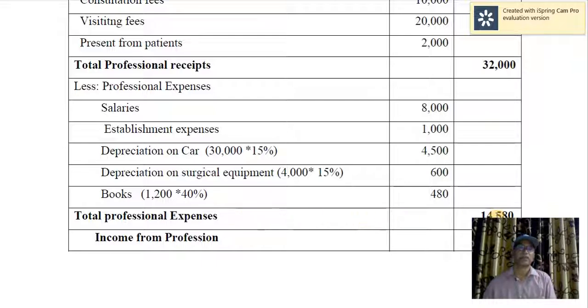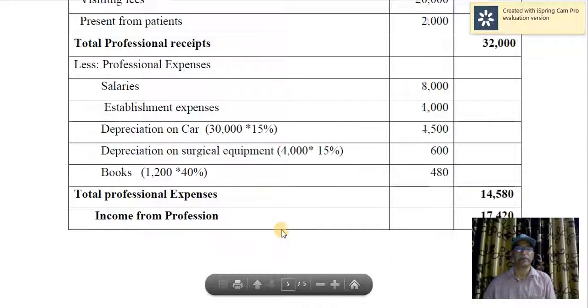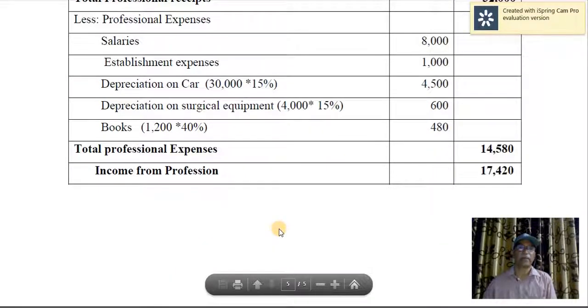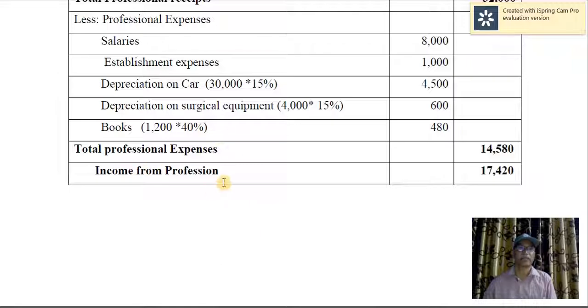Thus, total professional receipts minus total professional expenses gives income from profession of 17,420. Okay, by this I have completed this problem. Thank you for listening.